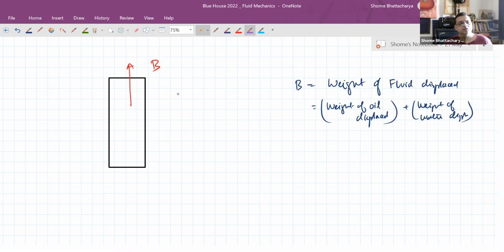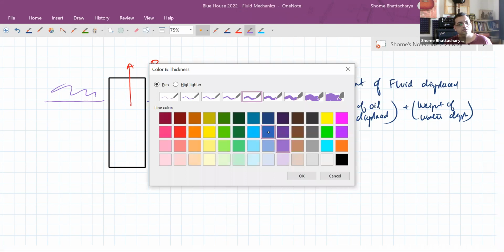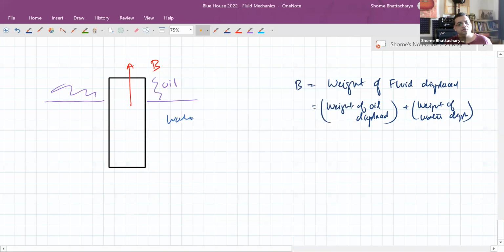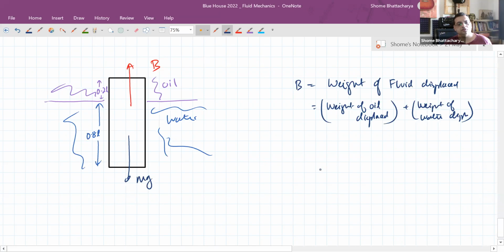So you can see that oil is present up to here, and the water is present in this region. So this was 0.8 of the total length. That means this was 0.2 times the total length. And the other force acting on it is mg.